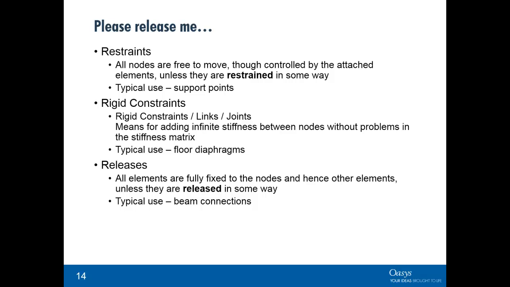Interesting note, if you're interested: when GSA adds a release on the end of a member, what it's actually doing is adding an additional node in there, and then a joint between the two nodes together. And if the release is a spring release, where you have a spring stiffness, it actually puts a spring element in there. Likewise, if you put a spring restraint onto a node, it actually adds a spring element in there, all automatic. You don't have to worry about that.